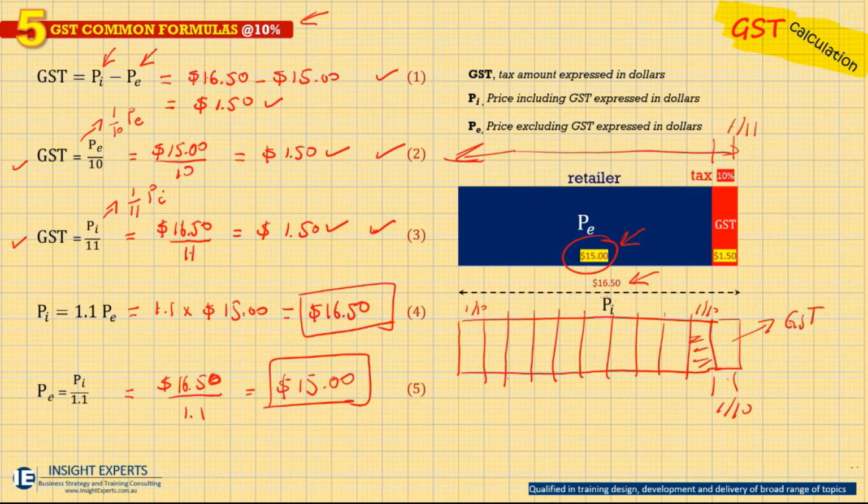So just a quick recap before we start doing some actual examples. Equation 1, 2, and 3 describe 3 ways of calculating the GST, and equation 4 and 5 describe the relationship between price before and after tax.